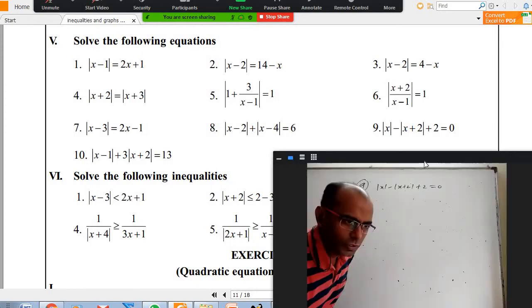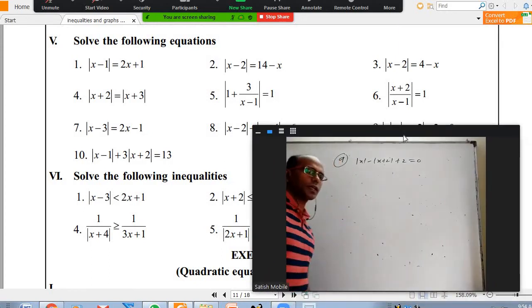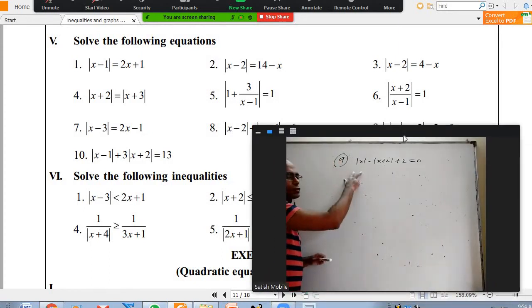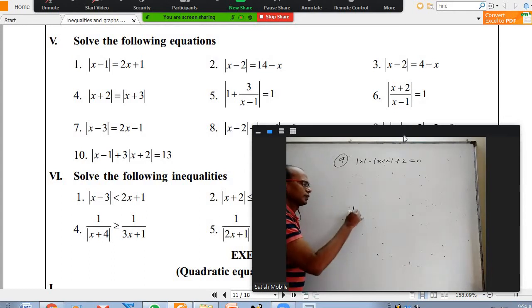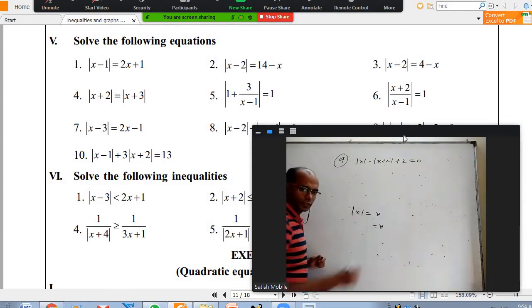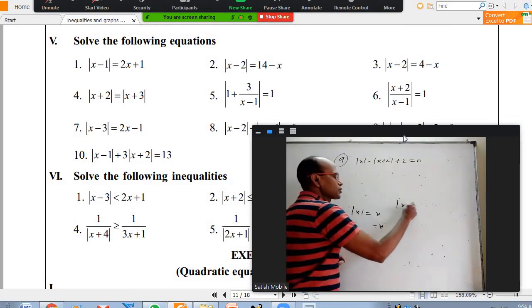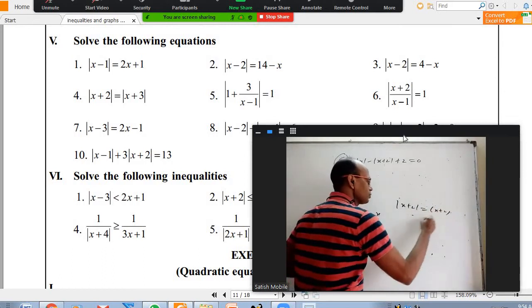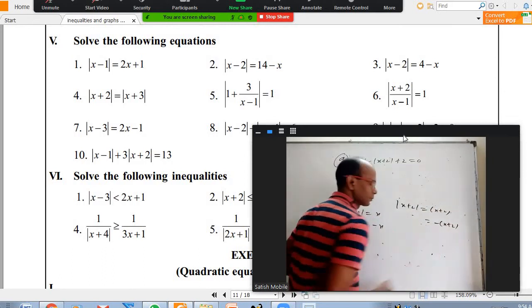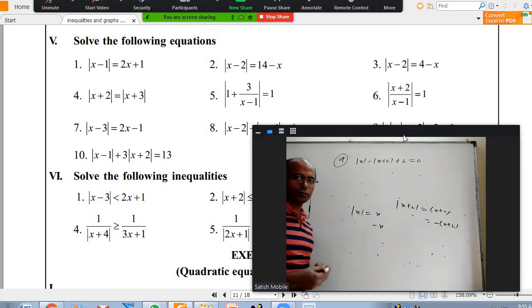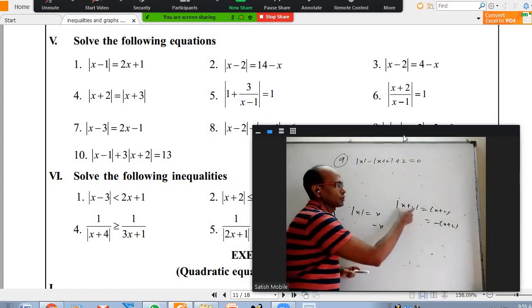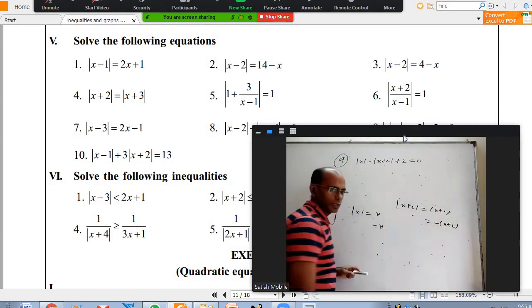A lot of cases we need to take. I cannot just remove the mod. Mod x can be x or minus x: it is x when x is positive, and minus x when x is negative. Mod of x plus 2 can be x plus 2 or minus of x plus 2. When x plus 2 is positive, we'll write this. When x plus 2 is negative, we'll write this.